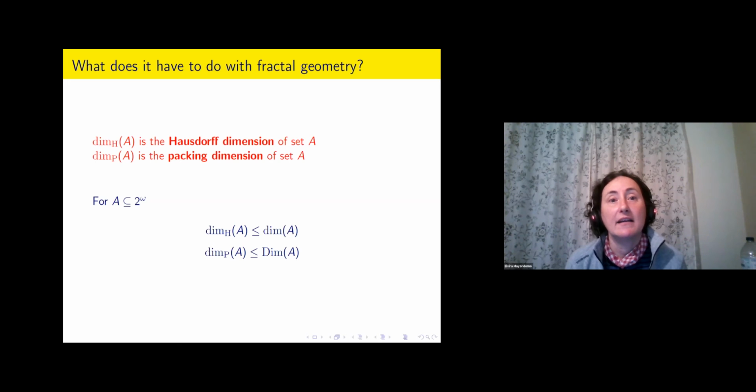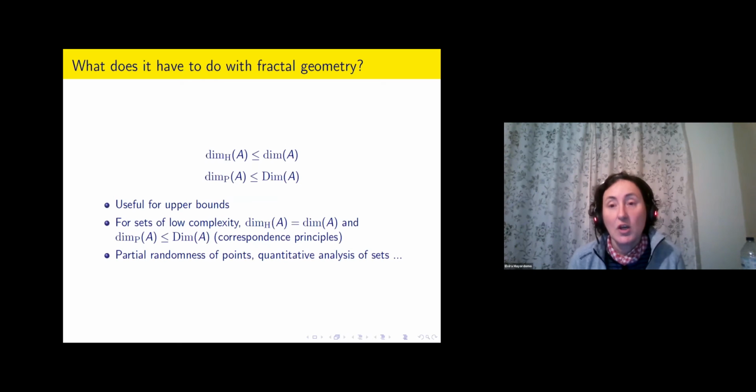So you have then these effectivizations. How do they relate to the classical concepts? Well, knowing interesting characterizations of both Hausdorff and packing dimension, it's very easy to see that Hausdorff dimension is upper bounded by effective dimension. Packing dimension is upper bounded by strong effective dimension. Okay, so this is useful. For a while, this was good enough. We were using these effectivizations to get useful upper bounds on classical dimension.